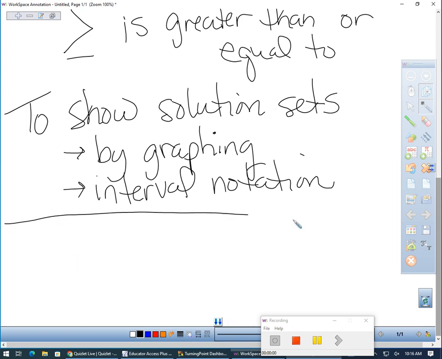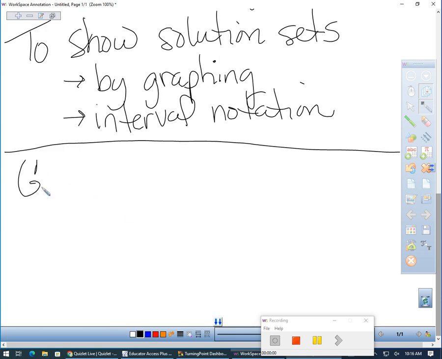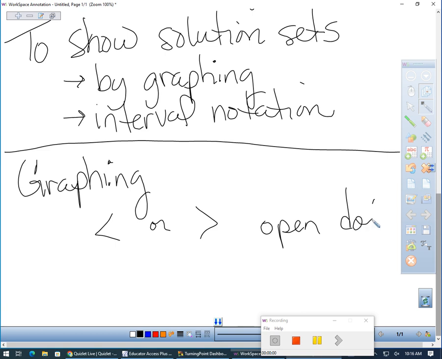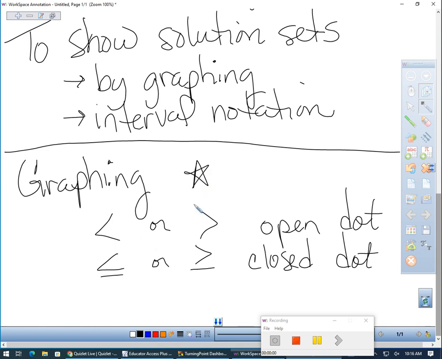So when we talk about graphing, I'm going to draw my little line across right here. When we do graphing, I want to remind you that if you have a less than or greater than sign, that is an open dot. If you have less than or equal to or greater than or equal to, that is a closed dot. The one thing that I'm going to insist on in this entire chapter, and you will see why in a minute, is that our variable must always be on the left.